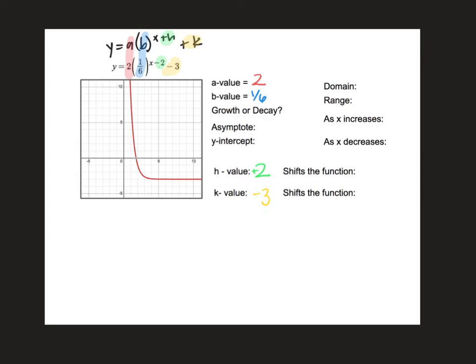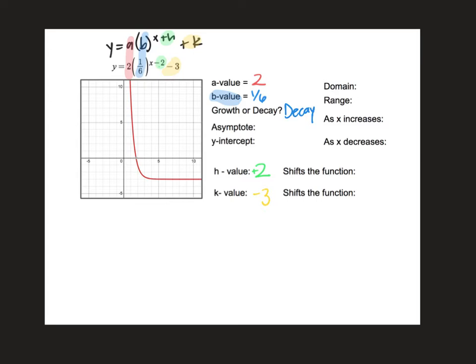Now let's look at what we know based on that information. Let's start with our growth or decay. Remember, your growth or decay depends on your b value. My b value is 1/6, so it's smaller than 1 and it's between 0 and 1. Remember, that means it's going to be a decay function. Decay. If it was just 6 or if it was something bigger than 1, then it would be a growth function.